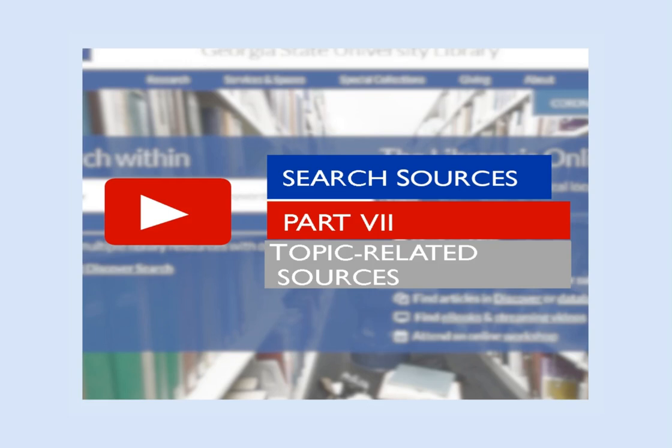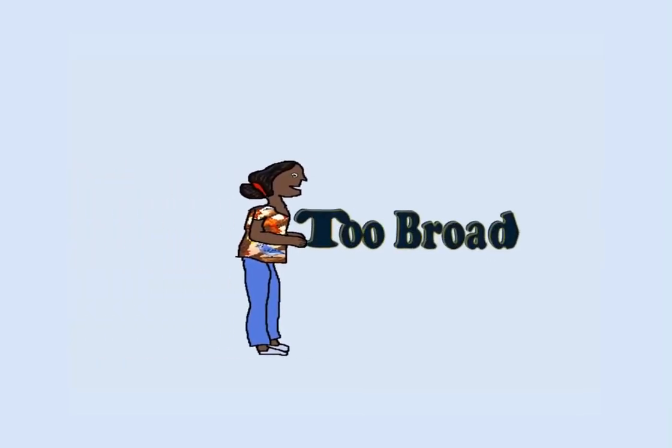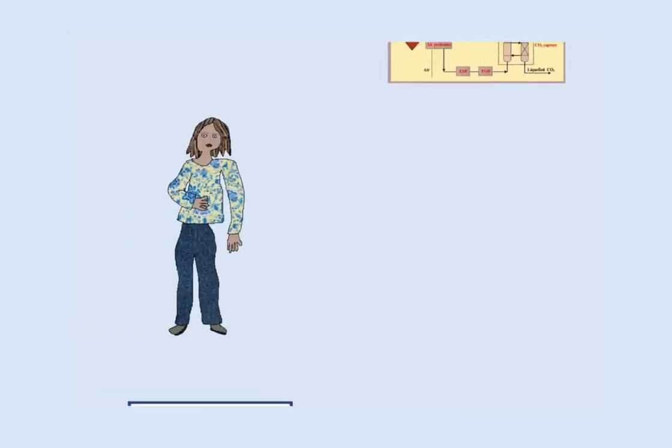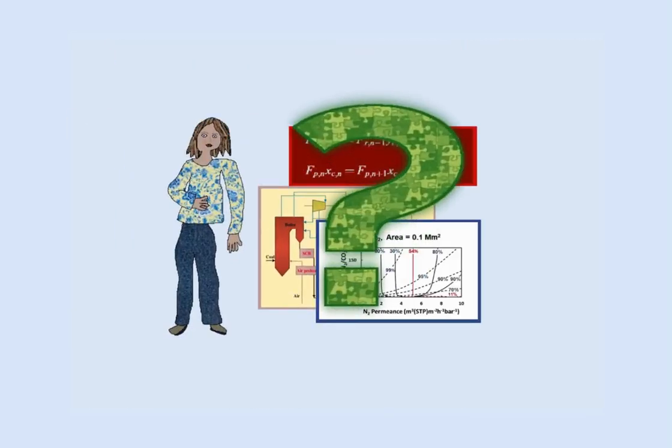Search Sources, Part 7, Topic-Related Sources. My professor says my topic is too broad. Everything I find on my topic is old and stale. I just don't understand anything about my topic.